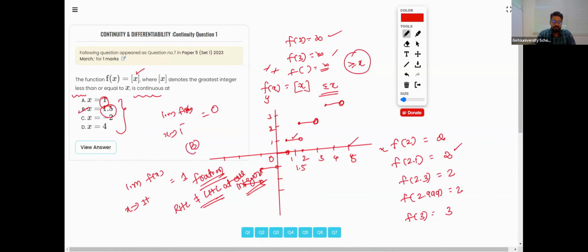1.5. Okay, so just make a note of this example. And next time, whenever you see a greatest integer function, this should be in your mind. This is how the function looks like. Okay, yes. So let's go to the next question quickly.